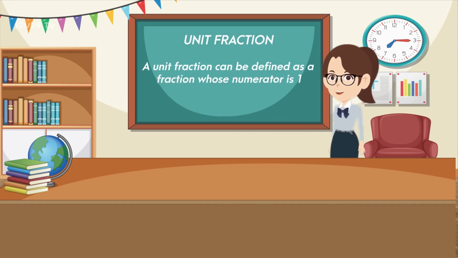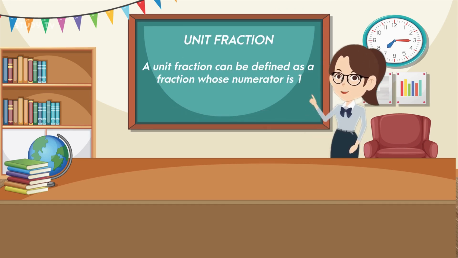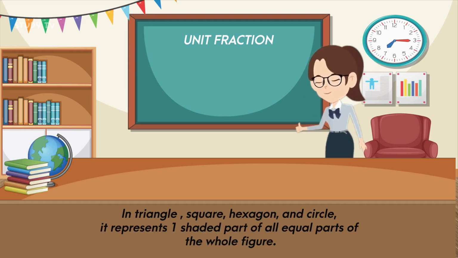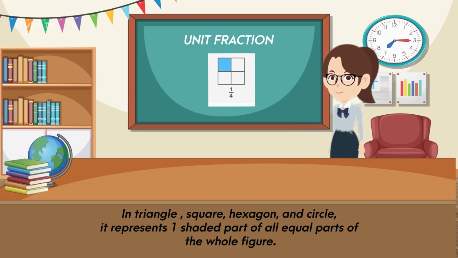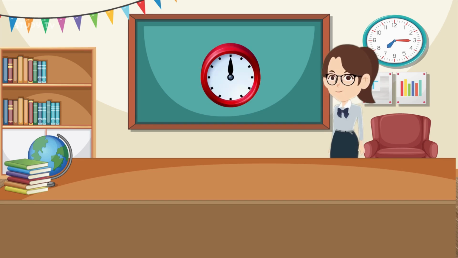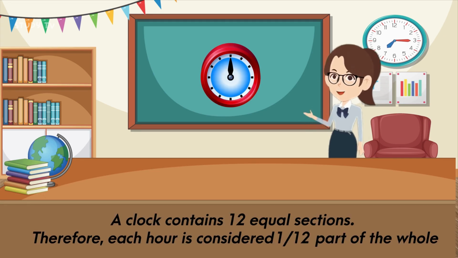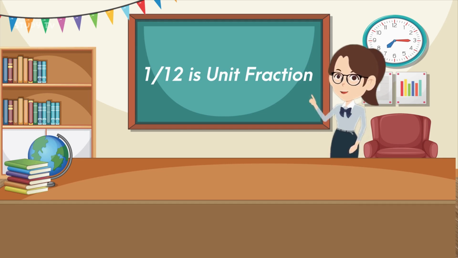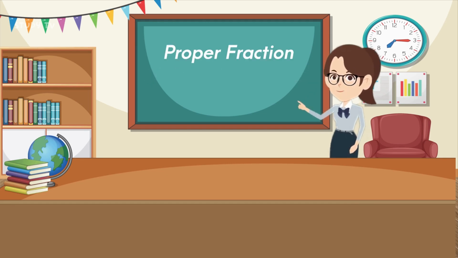Unit fraction. A unit fraction can be defined as a fraction whose numerator is 1. Example: in a triangle, square, hexagon, and circle, it represents one shaded part of all equal parts of the whole figure. Example: a clock contains 12 equal sections. Therefore, each hour is considered 1/12 part of the whole. 1/12 is a unit fraction.